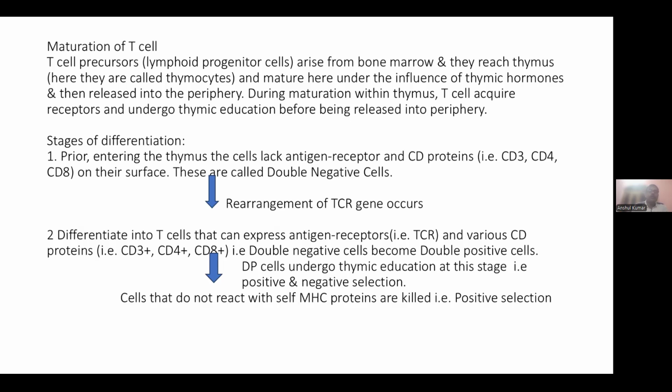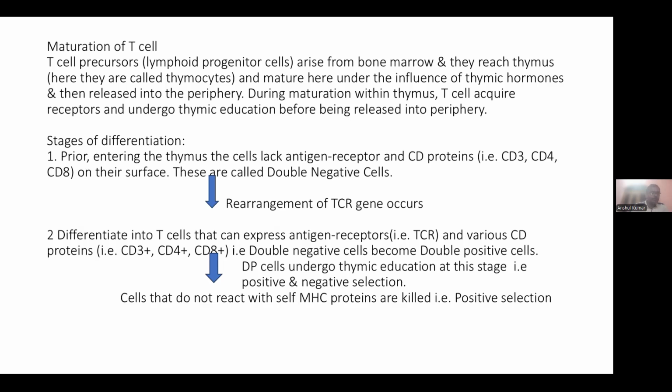Prior to entering the thymus, the cells lack antigen receptors and CD proteins. So before maturation, they are just simply normal cells. They have not acquired the different receptors on the surface which help differentiate between the different T cells, and these are called the double negative cells.